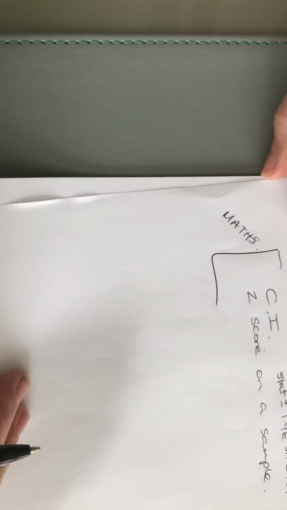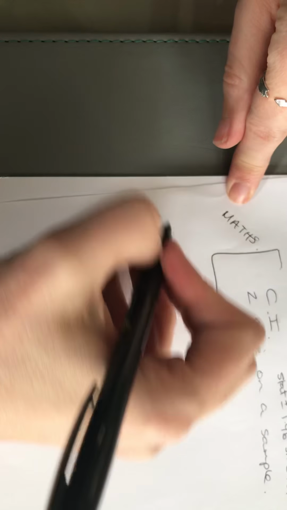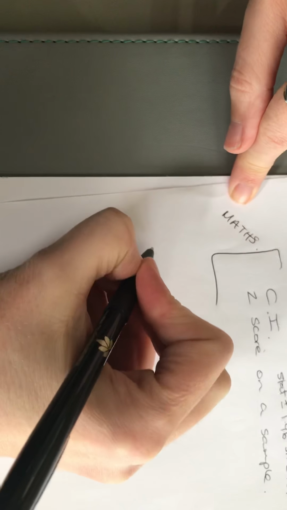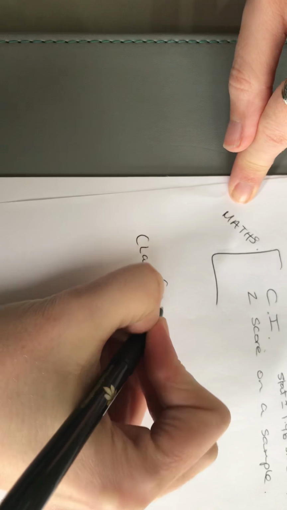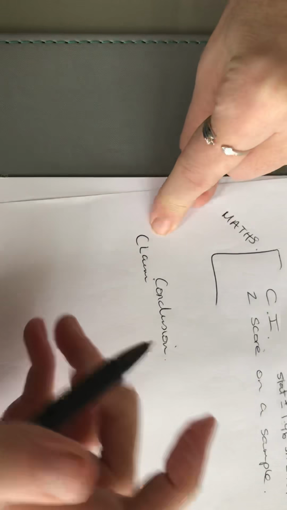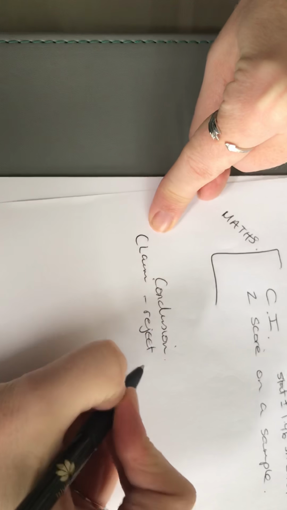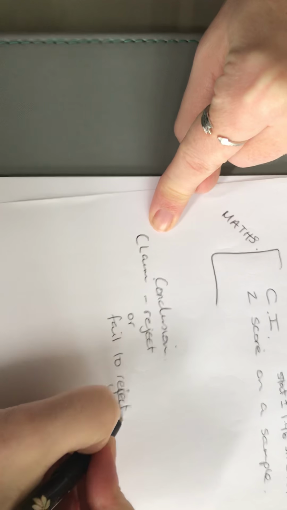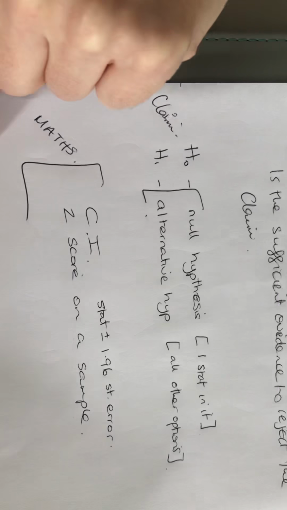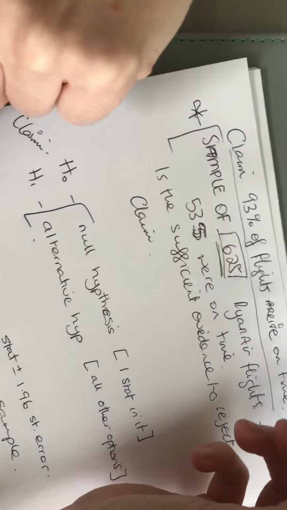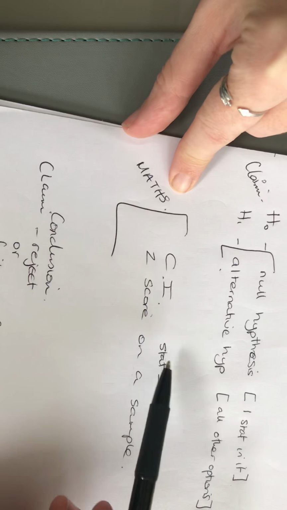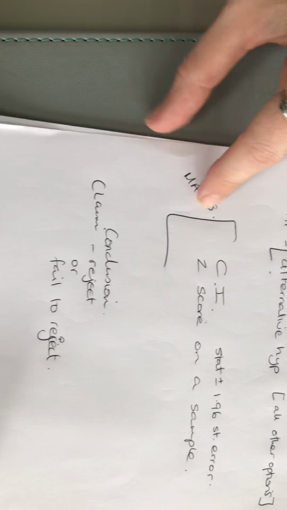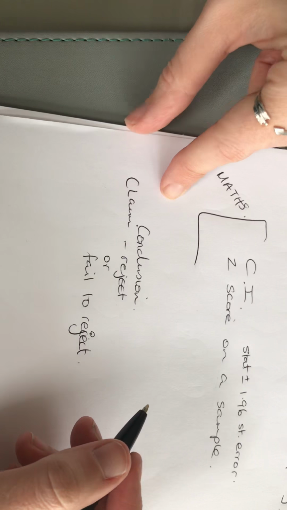When we have the maths done, we look at whether we are going to reject the claim. That's our conclusion here: do we reject it or fail to reject? Let's just say the 93% falls outside my confidence interval, then I will reject their claim. If it falls inside, I'll fail to reject their claim.